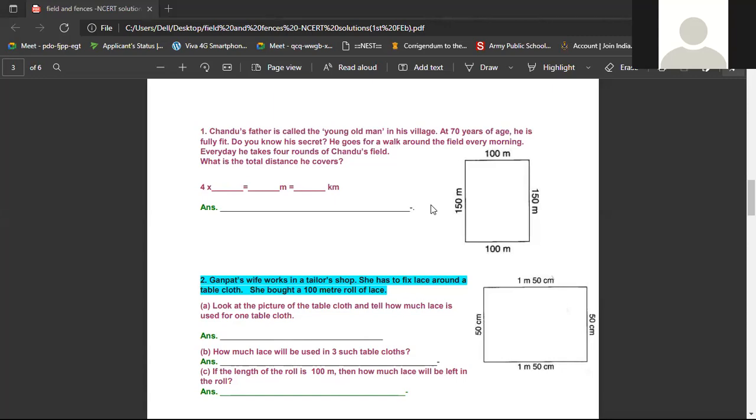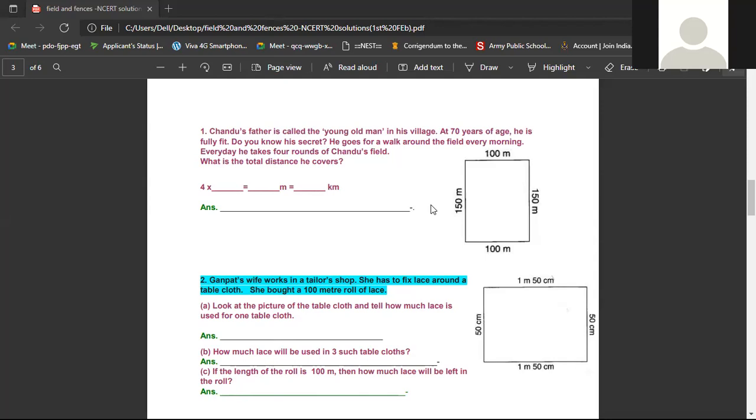Okay. Now, you have seen this question? The 70 years old man, who is Chandu's father, daily goes for a walk around the field 4 times. In one round, how much distance is he going to cover? Can you tell me? 2 kilometers. It is given in meters. One by one. Don't give the last answer. Whatever I am asking, confine only to that.